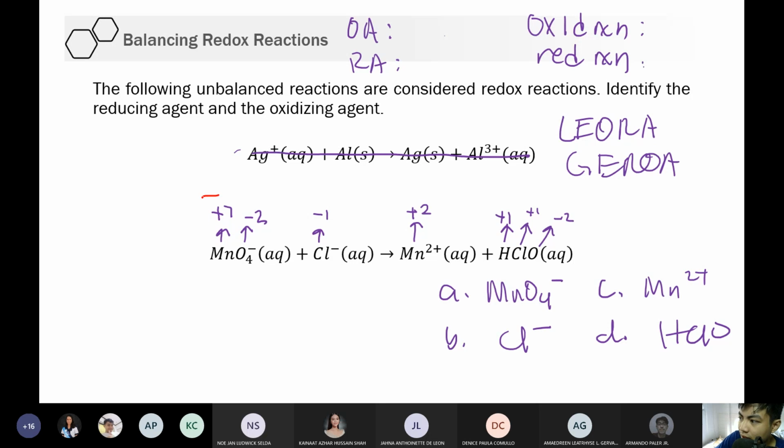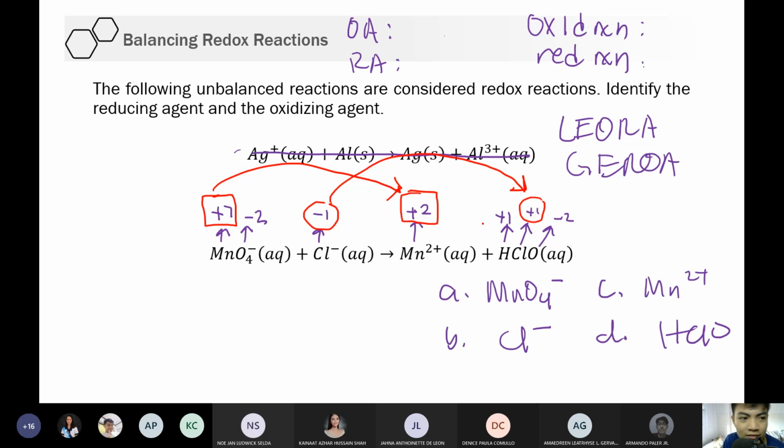So, tignan nyo, yung manganese from 7 naging 2. Ano pa? Yung Cl from negative 1 naging positive 1. Yan lang naman yung mga nagbago di ba? Oxygen, negative 2 pa rin. Siguro nagtataka kayo, no? Sir, saan galing yung hydrogen? Yun na yung sinasabi ko na balancing para sa next sem. Next sem nyo na problemahin yan. Okay? So, basta hindi balance yan talaga. Okay? Baka magtaka kayo, saan galing yung hydrogen? Ayun, lumitaw lang. Opo. Next sem na natin yan sagutin kung bakit may ganyan.